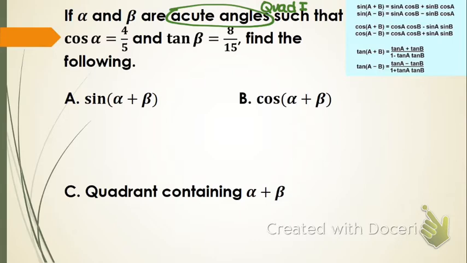For part A, I want the sine value of alpha plus beta. So what formula would I need to apply then? Sine. What's it look like written out? Sine, beta, cosine. What's that again? This first guy is an alpha, and this is a beta. And then sine alpha, cosine beta, plus sine beta, cosine alpha.